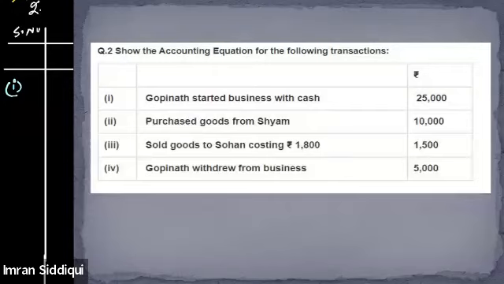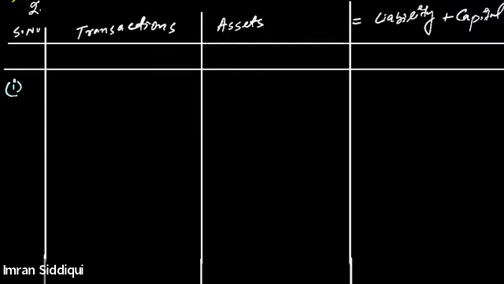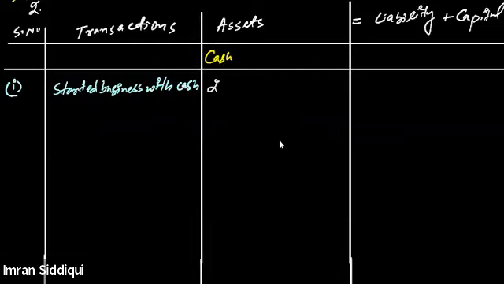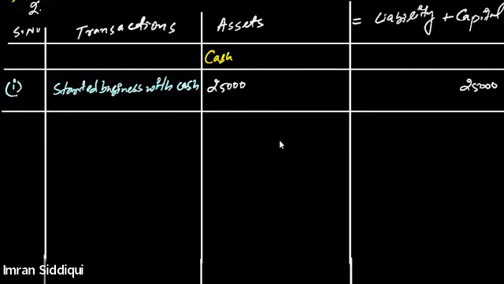All right. Let me show you the solution, how it will be done. First of all, the first transaction given in the question was Gopinath started business with cash. If he is starting business with cash, that is definitely going to increase the amount of cash available in the business by 25,000. At the same time, this will also increase the amount of capital in the business by 25,000, right? So when you prepare the equation, it will be 25,000 on the asset side and 25,000 on the liability side.